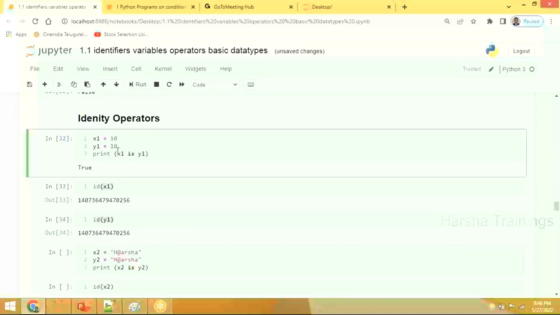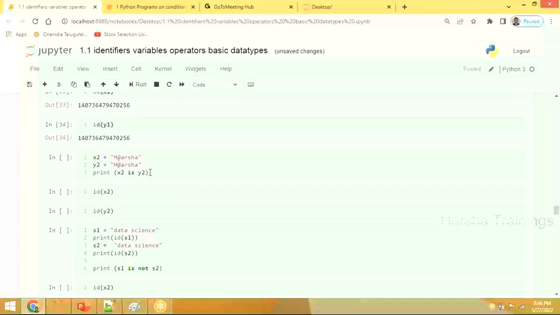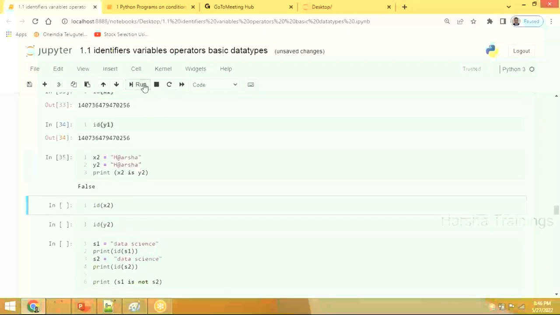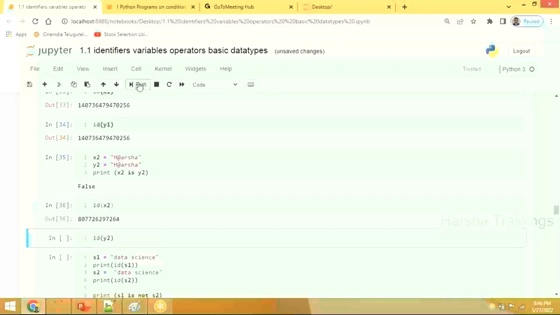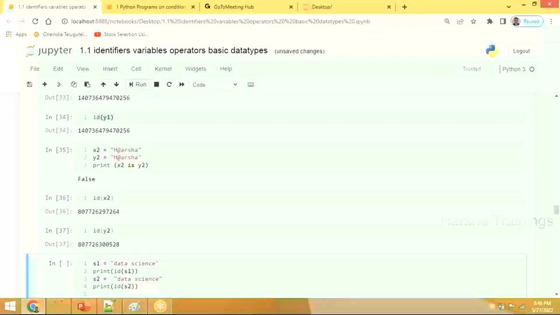Now, the second one, you must wonder. x2 equal to Harsha, y2 equal to Harsha, because it is going to return false. The reason is the id of x2 is different, the id of y2 is different. The reason is the immutability of strings. I will discuss this concept in the next coming sessions.